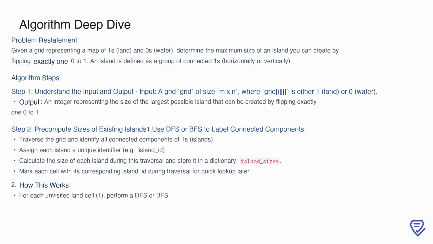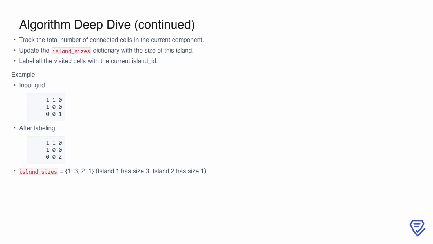As we traverse, we calculate and store the size of each island in a dictionary called island_sizes. Additionally, we update each cell in the grid with its corresponding island_ID for efficient lookups later on. For every unvisited land cell in the grid, we perform a DFS or BFS to discover all connected cells within the same island. As we explore, we count the total number of cells in the current connected component and update the island_sizes dictionary with its size. At the same time, we label all visited cells with the current island_ID so they won't be counted again.